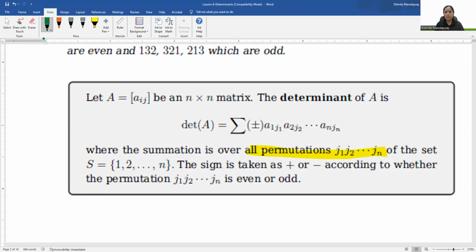So we want to get the arrangement, okay, because that is a permutation. The arrangement J sub 1, J sub 2 up until J sub n, we are referring to or looking at the columns.